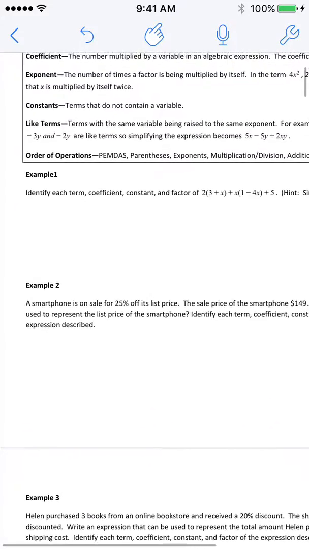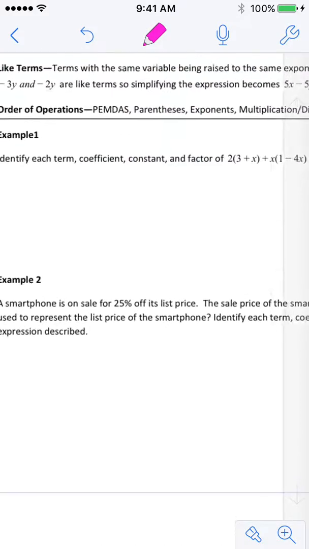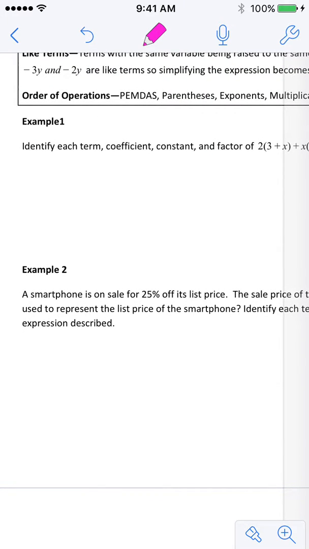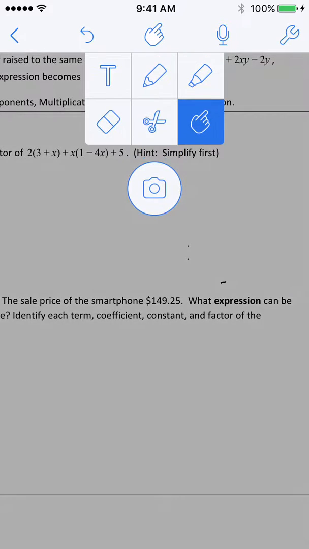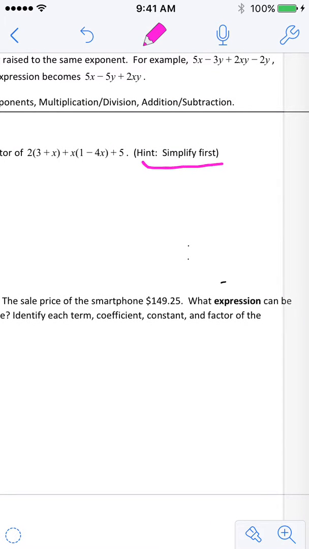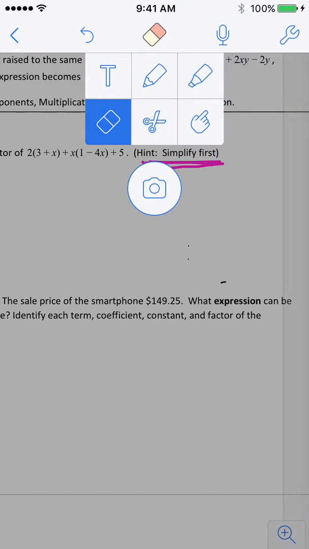Alright, now let's go to example 1. Identify each term, coefficient, constant, and factor of 2 times 3 plus x times 1 minus 4x plus 5. Hint: simplify first. So that's very important, this hint, simplify first, because we can't identify anything until it's in lowest form, right? Otherwise that doesn't make much sense.